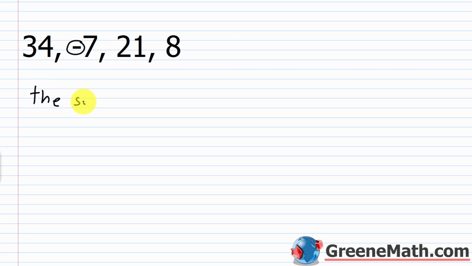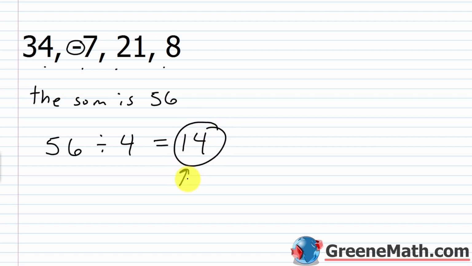The sum is 56. Now, the next thing we want to do is just count the number of numbers in the group. So we have 1, 2, 3, 4. And then we would divide the sum by the number of numbers. So what is 56 divided by 4? That's going to be 14. So this equals 14. And this is your mean, or again, your average.